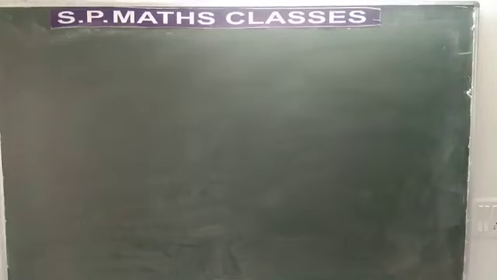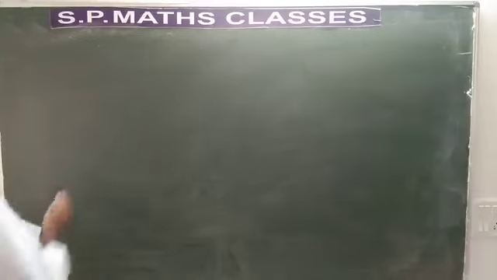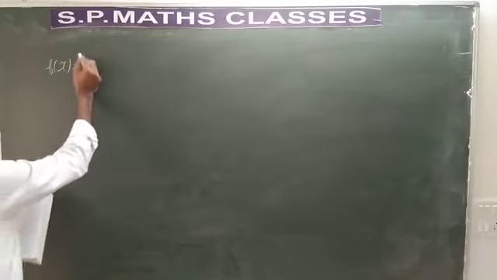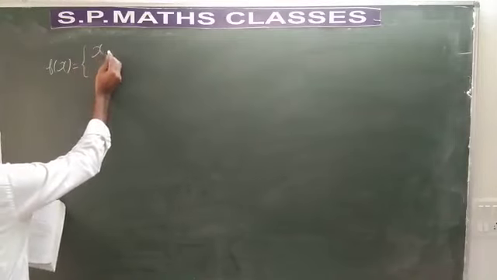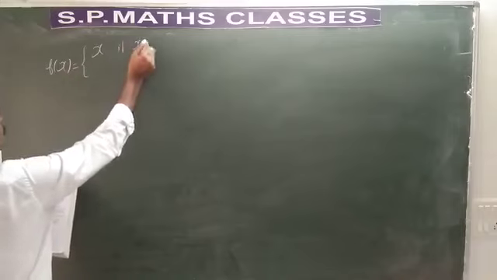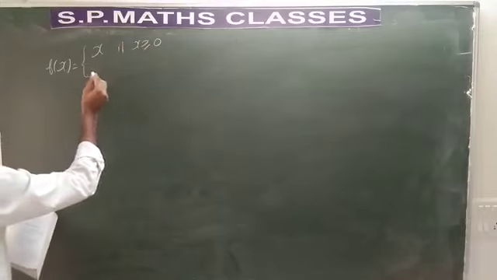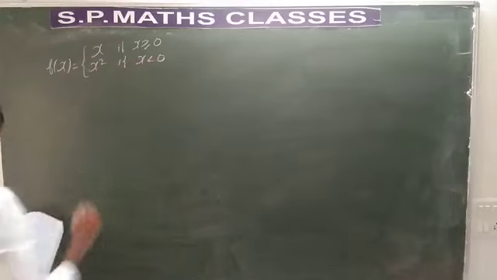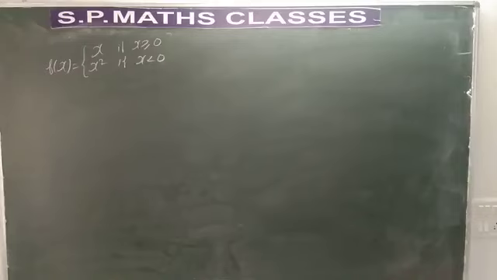I take up the next one. f of x is equal to x if x is greater than or equal to 0, and x squared if x is less than 0. Discuss the continuity. This is what is given: x and x squared. So we need to test whether it is continuous or not. Very simple.